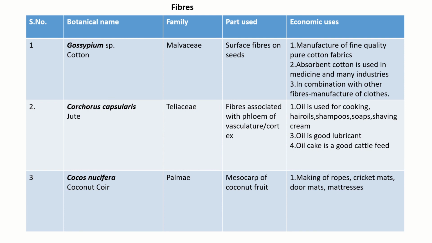Then we move on to Cocos nucifera once again. We had just discussed the uses of its endosperm. Now we will talk about the uses of its mesocarp. The mesocarp of the fruit gives us coconut coir. This coir is used in making ropes, doormats, mattresses, sofa cushions, bed cushions. So it has multiple uses.